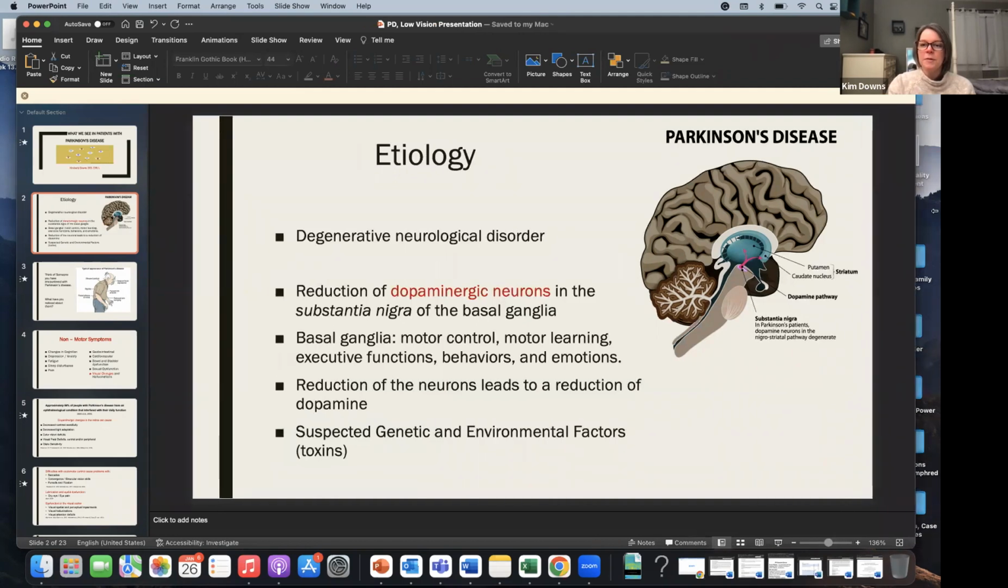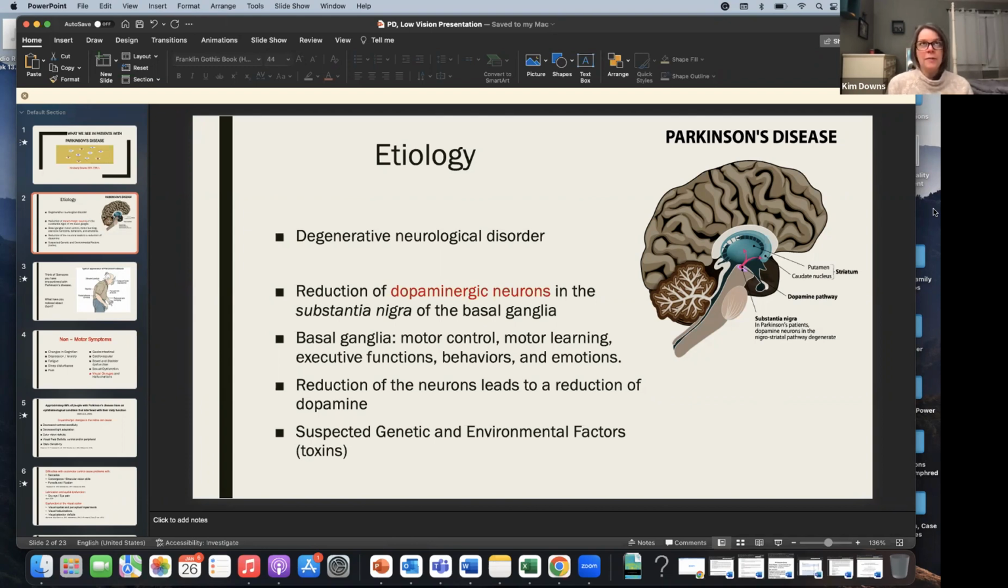So the cause of Parkinson's, as we know, is a neurodegenerative disorder. What happens with Parkinson's is we have a reduction of the dopaminergic neurons in the basal ganglia. The basal ganglia is responsible for our motor control, motor learning, executive functions, behaviors, and emotions. The reduction of these neurons leads to a reduction of dopamine, which is a very important neurotransmitter in our system. The suspected causes are a variety of genetic and environmental factors.